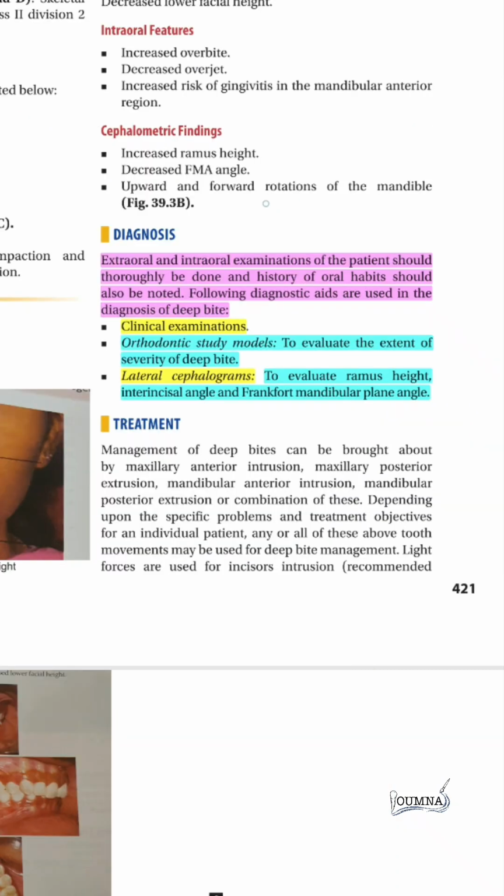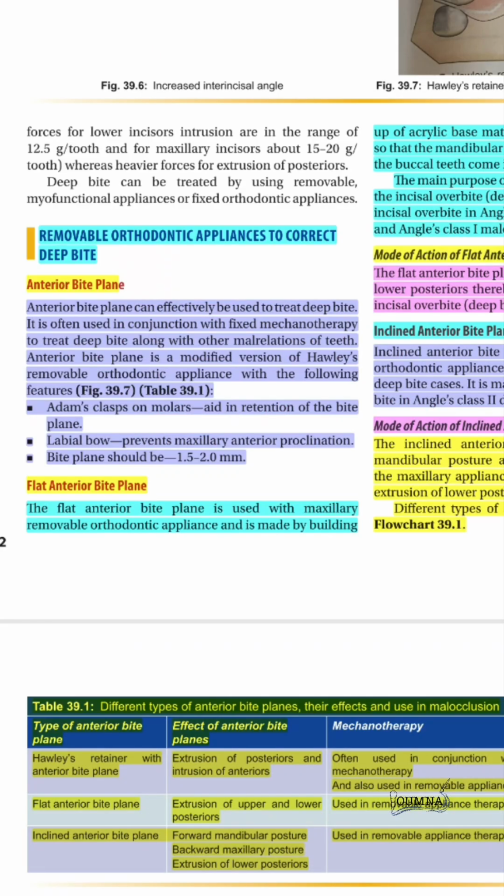We can diagnose it by doing an orthodontic study model to evaluate the extent of the severity of the deep bite. We can do some cephalometric images to evaluate the ramus height, the inter-incisal angle and the Frankfurt mandibular plane angle.